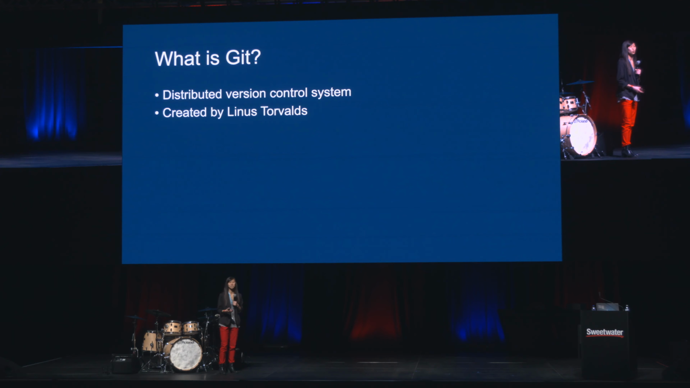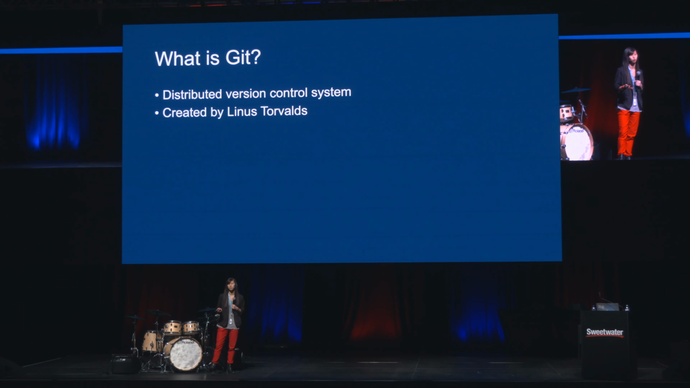So first, what is Git? It's what's called a distributed version control system. So we'll say what that is, but also, fun fact, it was created by Linus Torvalds, who's the same guy who created the Linux operating system. So what is Git? What does distributed version control system even mean?